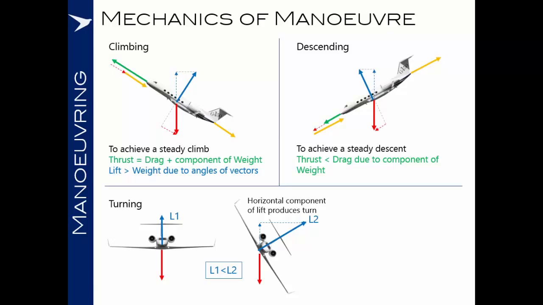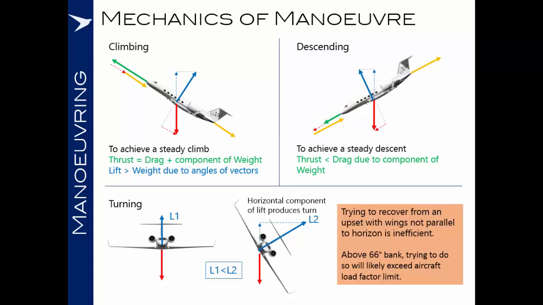So what we can say is that lift in the second diagram is greater. We know that the wings can only produce up to a maximum quantity of lift before they reach their critical angle of attack and stall. Therefore, when we're trying to recover from an upset, it's not efficient to try to pitch the nose back to the horizon unless the wings are level. And additionally, above approximately 66 degrees angle of bank, trying to use pitch to recover the nose of the aircraft back to the horizon will very likely exceed the aircraft load factor limitations.